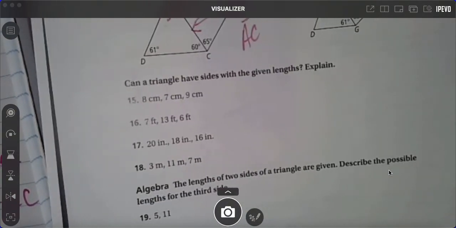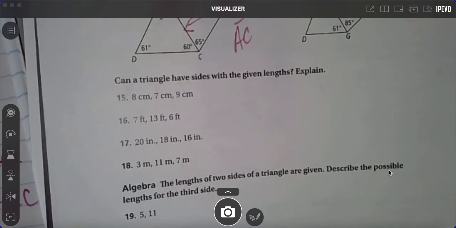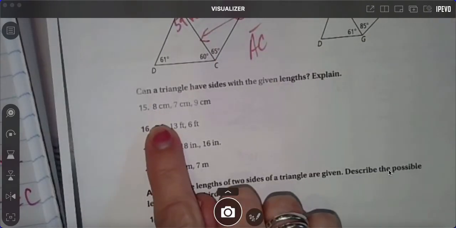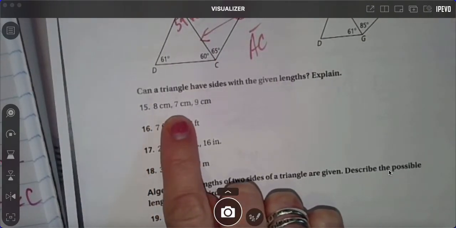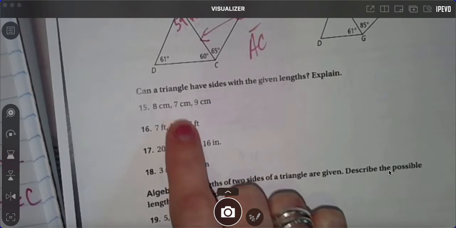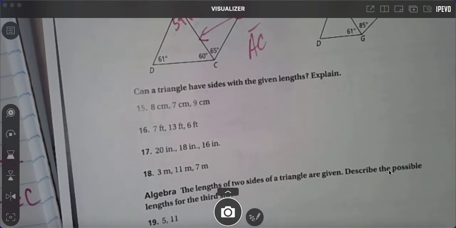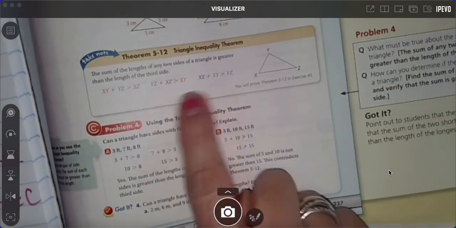Okay, the next part says, can a triangle have sides with the given lengths? Okay, what you have to do is take each of the sides, in groups of 2, add two sides together, and they have to be bigger than the third side. Okay? That's what this little theorem says right here.